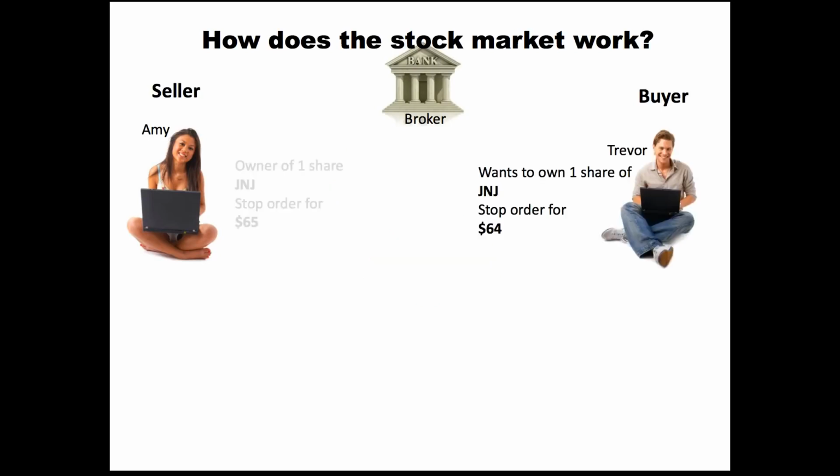So let's go to the next thing here. We know that Amy's wanting to sell her one share for $65. Now we have a buyer. We have a guy named Trevor, and he wants to buy a share of Johnson & Johnson. And so he puts in a stop order for $64. Okay? Amy's trying to sell her one share for $65 because she wants to make more money on it. But Trevor doesn't necessarily want to buy one share for that high of a price, and he's putting in a stop order for $64. Okay, so let's see what happens.